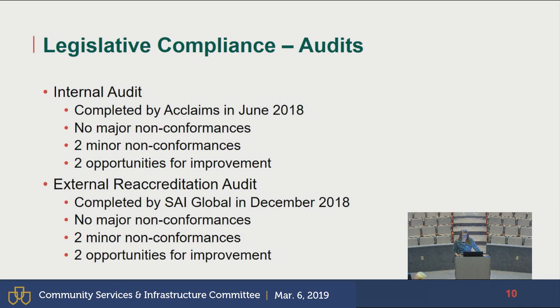We also go through internal audits, and every 4 years we have to go through an external reaccreditation audit. So we had our internal audit this year in June. We had two major non-conformances, two minor non-conformances and two opportunities for improvement. This goes more into a deep dive of all of our record keeping, and it's more tied to how in-depth they want information to be portrayed, or whether the exact order of the steps we went through matches exactly how our operational plan comes into play.